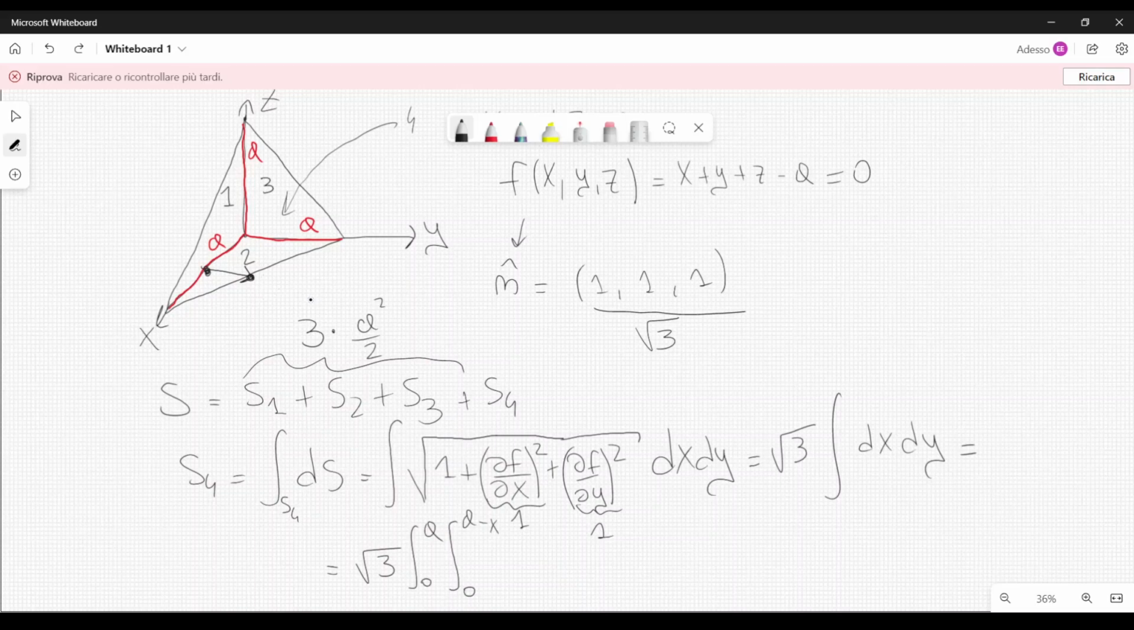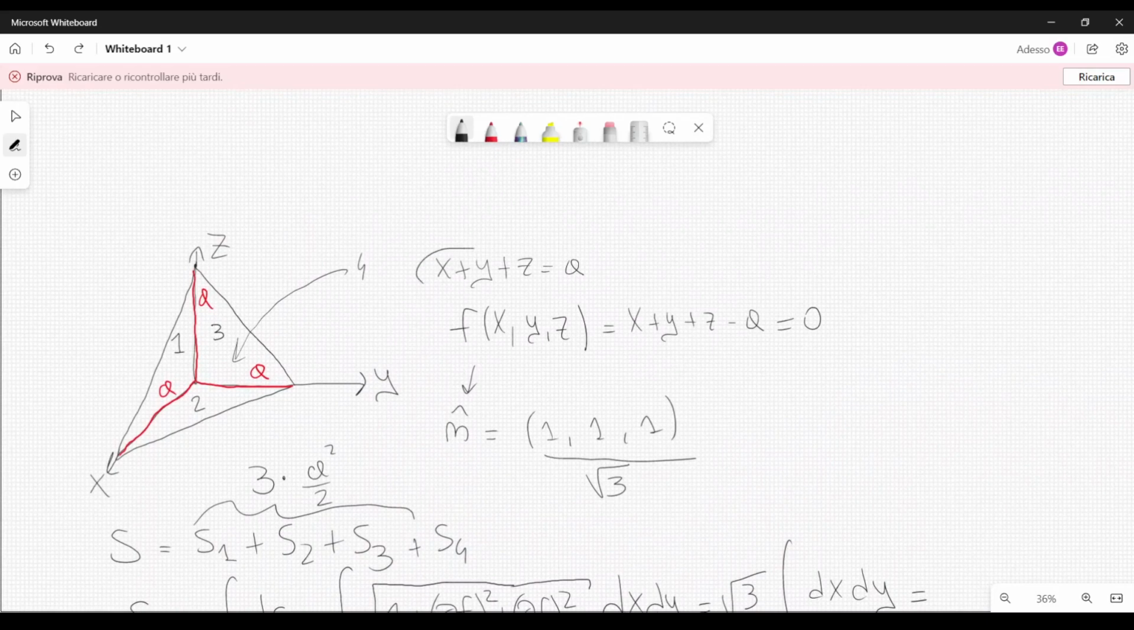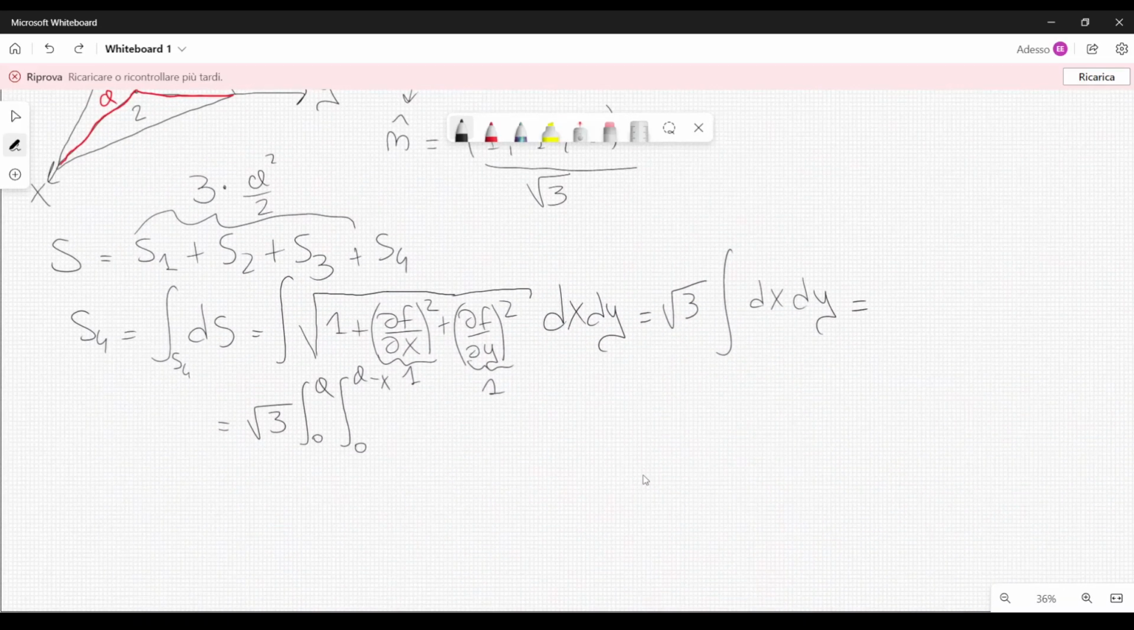And you can obtain this equation simply from the equation of the plane here, which describes this slanted surface, and you simply set z equal to 0 because we are on the xy plane. So what you get is simply y equal to a minus x. So you integrate from 0 to a minus x dy dx. And the result of this integral is very trivial. You get square root of 3 times a squared over 2. And therefore, it means that s is equal to 3 plus square root of 3 over 2 a squared.